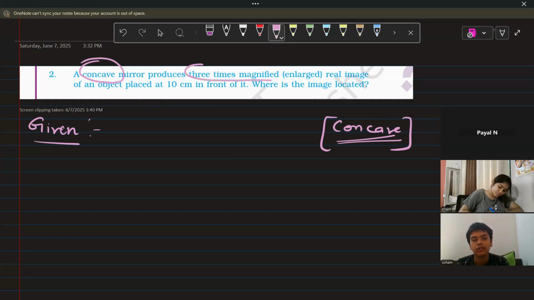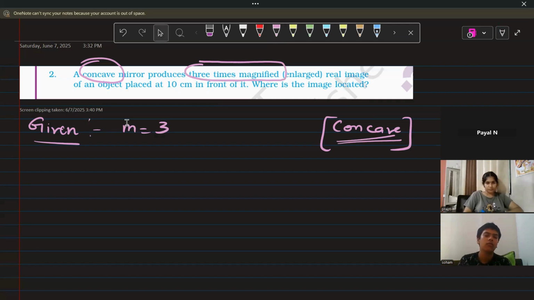Produces 3 times the magnified image. 3 times का मतलब what? Magnification की value is 3. Followed? It produces 3 times magnified image. I think I have written the question properly. Was it the same question that I have inserted? Just check. Yes, ma'am. Okay. So it produces 3 times magnified real image.